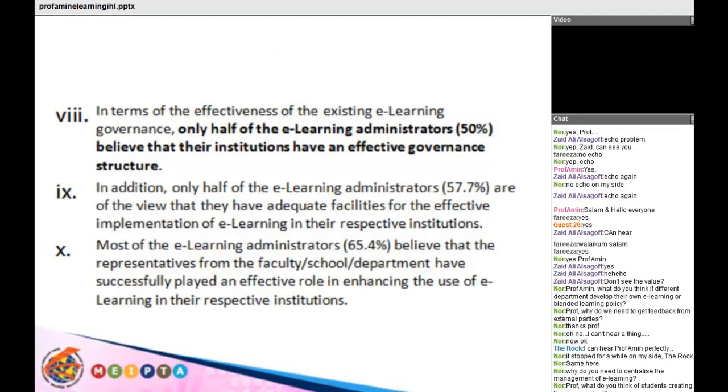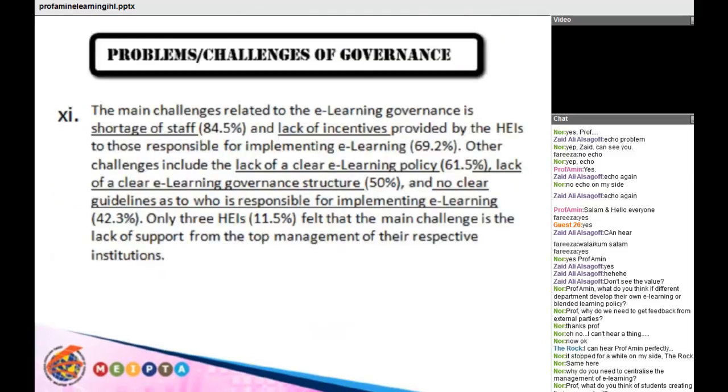Okay, in terms of governance, I will skip this. These are merely opinions so far. So what are some of the problems and challenges in terms of governance? Shortage of staff, lack of incentive. When I say shortage of staff, many universities do not have a dedicated unit for content development. And in the new universities, the lack of staff also involves staff who are knowledgeable enough to provide training. Lack of incentive for those.